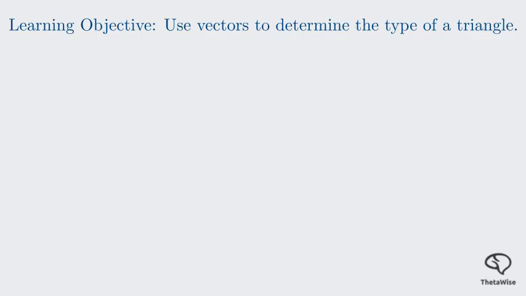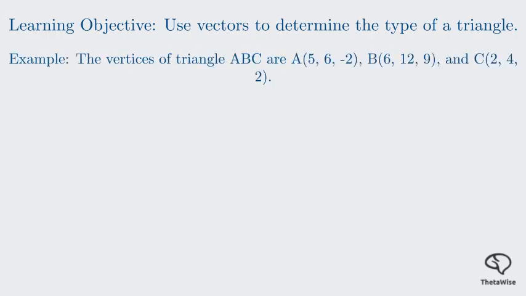For a right-angled triangle, we need to show that the dot product of two side vectors is 0. Let's consider this triangle with vertices A, B, and C. To determine if it's right-angled, we need to find the vectors representing two of its sides that share a common vertex. For example, the vectors AB and AC.